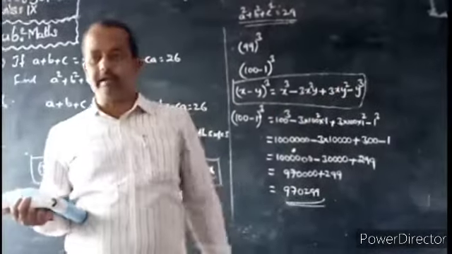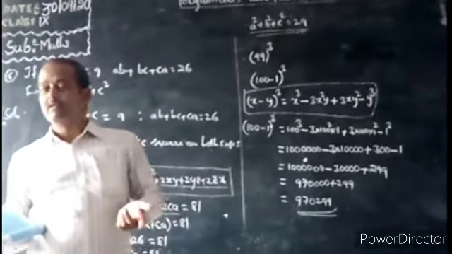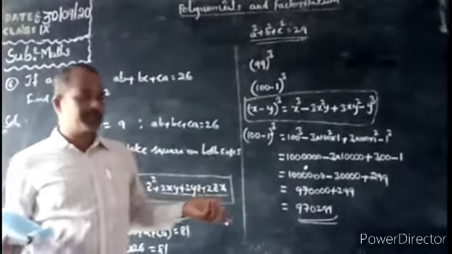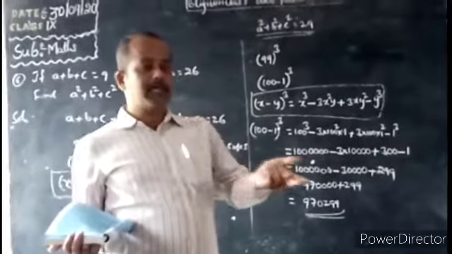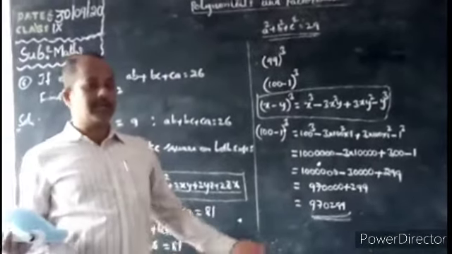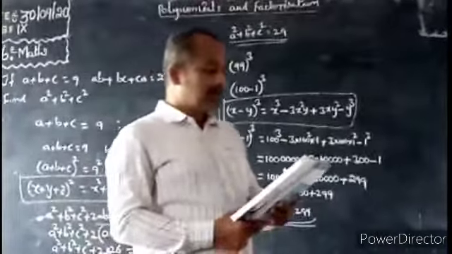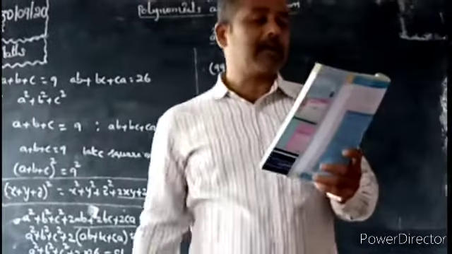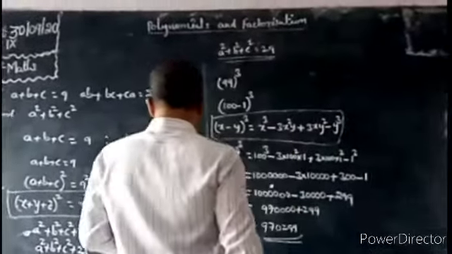Next, 998. 998 can be written as 1000 minus 2. It is rounded to 1000 now. So 1000 minus 2. Next one will be 1000 plus 1. Okay na? Next, factorize each of the following.